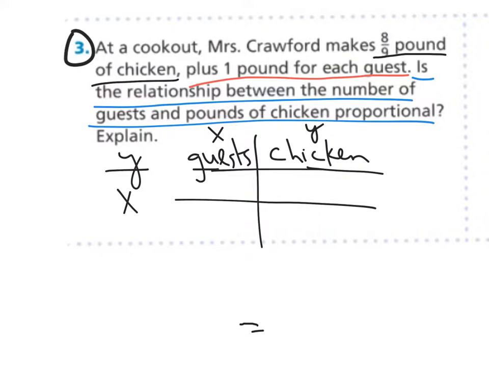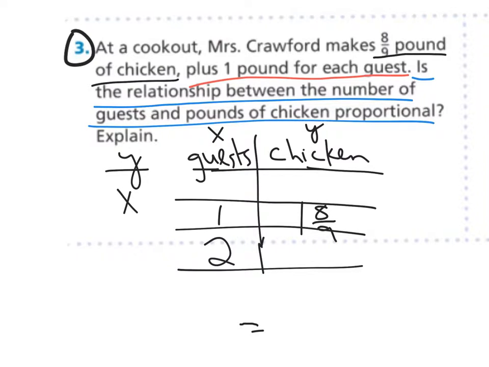And you might think about starting out with 8/9 pound of chicken plus 1 pound for each guest. So if we have one guest, how much chicken are we going to have? Well, 8/9 of a pound plus 1 pound, so that'd be 1 8/9 pounds for one guest. For 2 guests, we're going to make another pound. So 1 8/9 plus another pound would be 2 8/9, and so on.